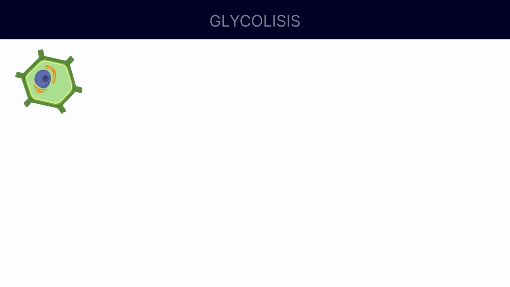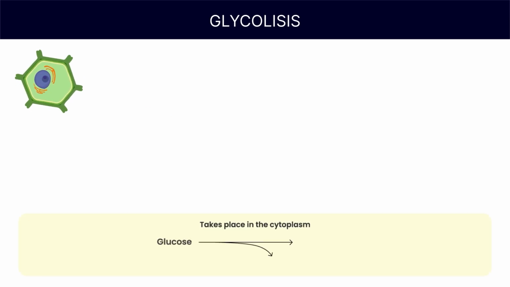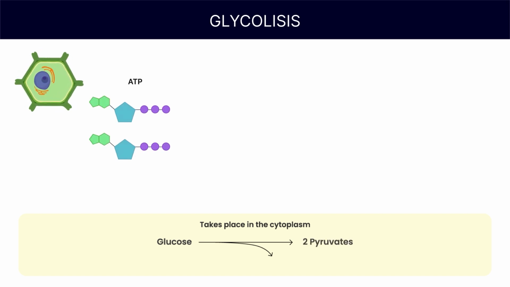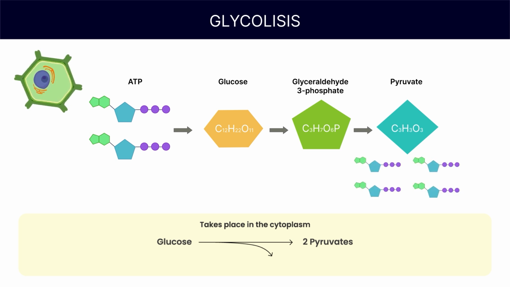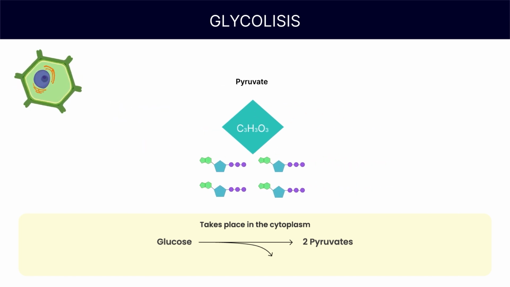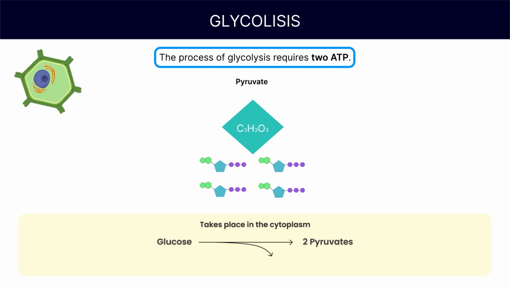In glycolysis, enzymes split glucose molecules into two 3-carbon chains called pyruvate or pyruvic acid. First, 2 ATP are used up to divide 1 glucose into glyceraldehyde 3-phosphate, which is composed of 3 carbons and 1 phosphate group. Then, the glyceraldehyde 3-phosphate is converted into pyruvate, which yields 4 ATP. Since energy is required to split the glucose, the process of glycolysis requires 2 ATP.